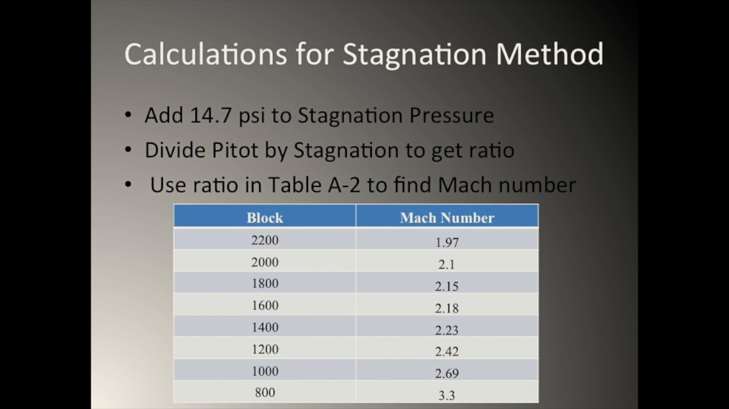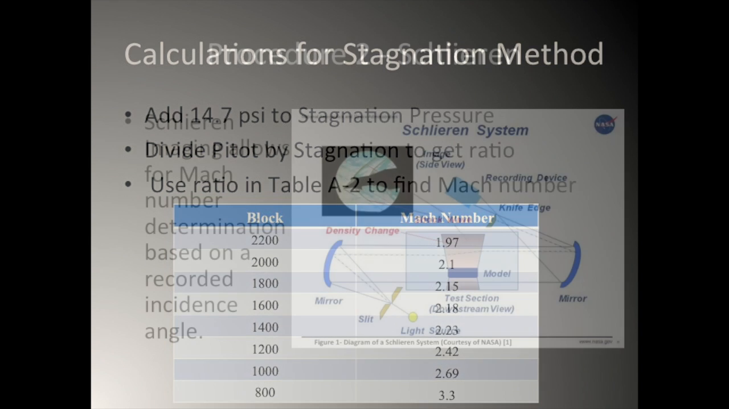For the stagnation pressure method of calibrating the supersonic wind tunnel, 14.7 psi was first added to the stagnation free stream pressure. The pitot tube pressure was divided by the stagnation pressure to get a pressure ratio. By using this ratio in Table A2 from the Fundamentals of Aerodynamics book by John Anderson, the shock jump tables, the Mach number for each block size was found. As shown in the table, as the block size decreased, the Mach number increased from 1.97 to 3.3.